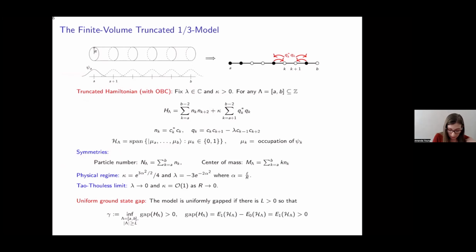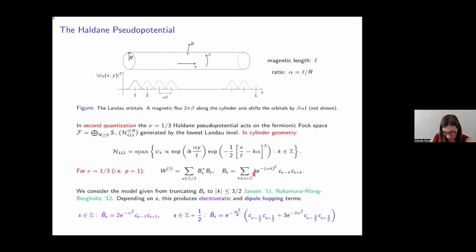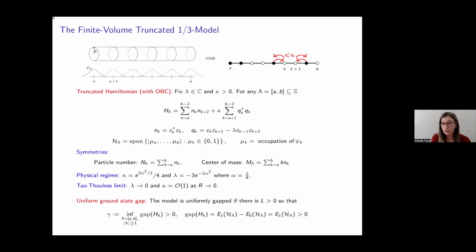Now, if we go back to the original model that I had on the previous page, notice here that this coefficient was in terms of a parameter alpha, which is the ratio of the magnetic length to the radius of the cylinder. In particular, where we're going to see these edge modes appearing is in a particular limit of the parameters, and it's going to correspond to the limit from the physical regime when we take the radius in the Thouless limit. So that's taking the radius r to 0. And in this situation, the parameter lambda is going to tend to 0, and the parameter kappa is going to be robustly order 1.